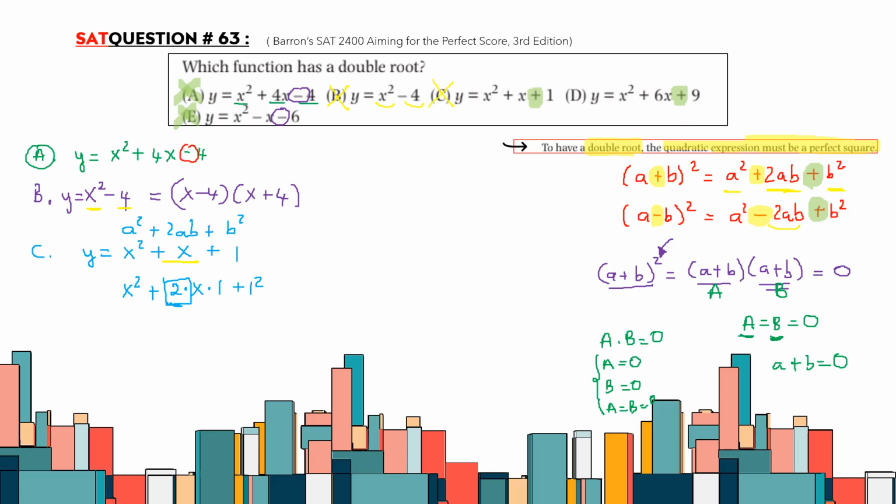Now let's check on D. y equals x squared plus 6x plus 9. I can rewrite this as x squared plus 2 times x times 3 plus 3 squared. So this is exactly what we're seeing, a squared plus 2ab plus b squared, and this gives us the perfect square (x plus 3) squared. So D is the correct answer.